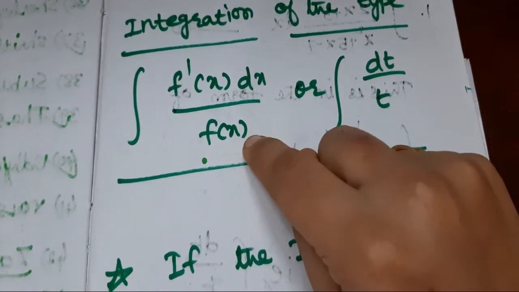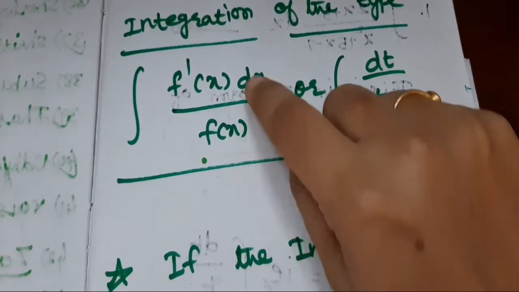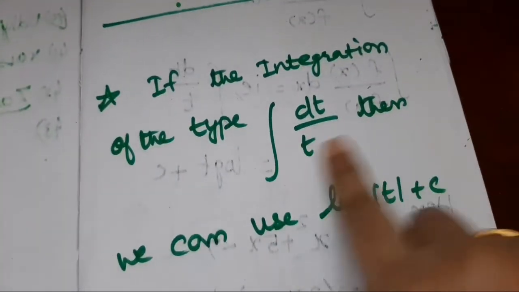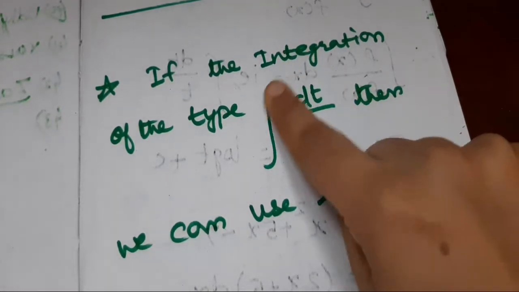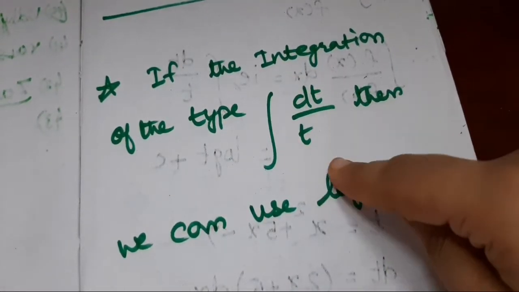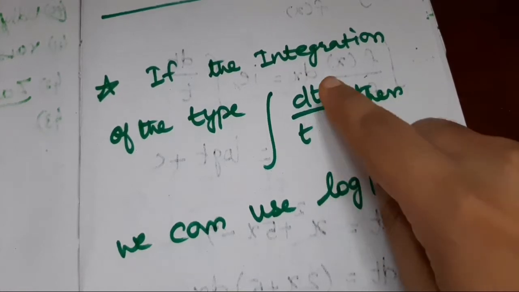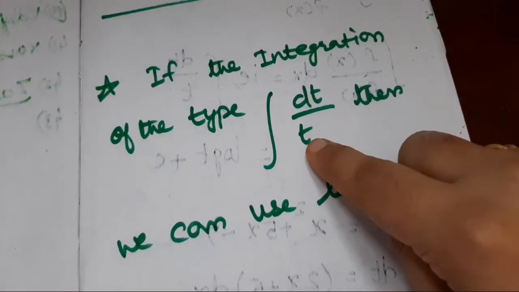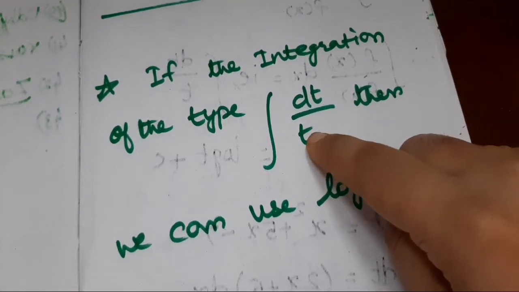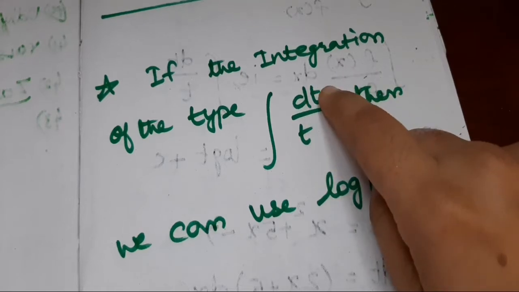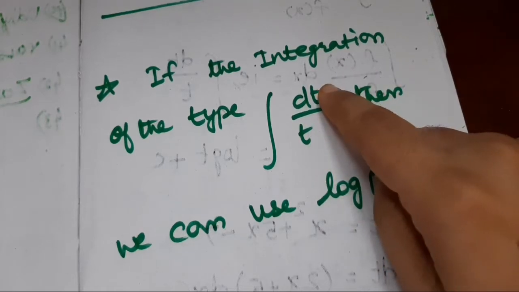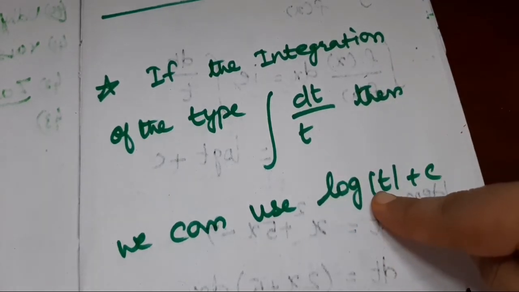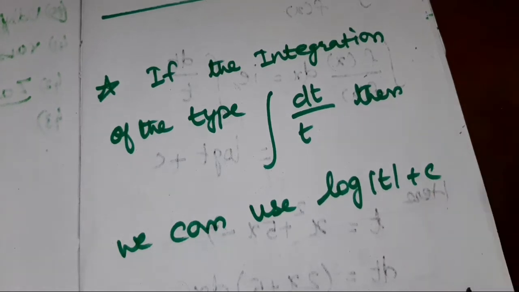Again I am telling you, if we have the derivative of the denominator in the numerator, then we can write this as integral dt by t. Then the answer for dt by t is log t. The derivative of this function t means dt. So the derivative of the function occurs in the numerator and the function occurs in the denominator, so we can say the answer is log t.